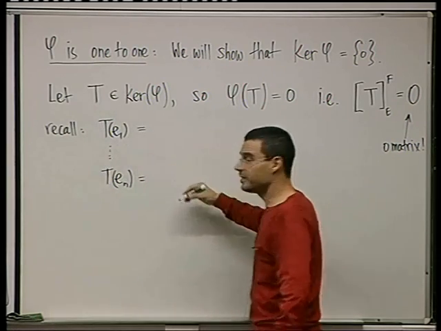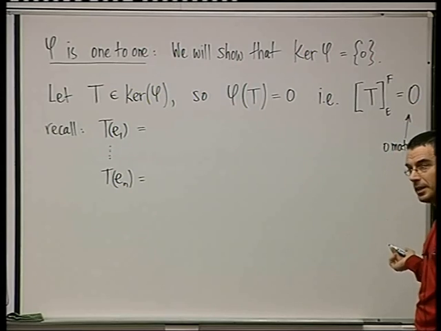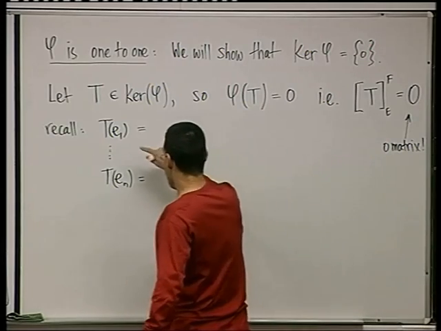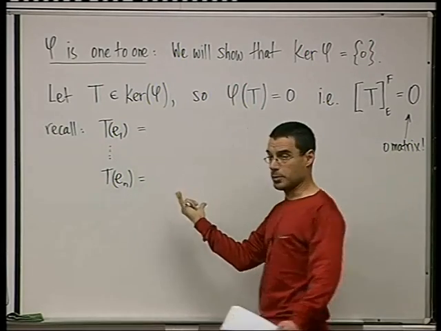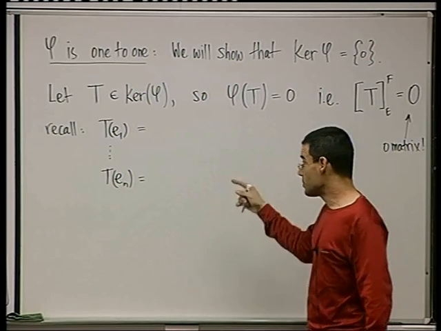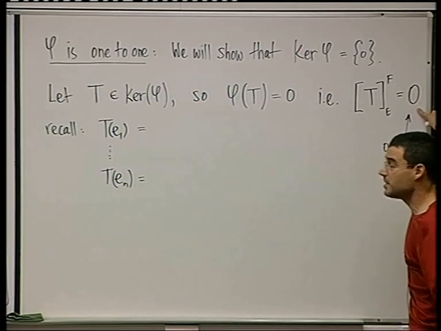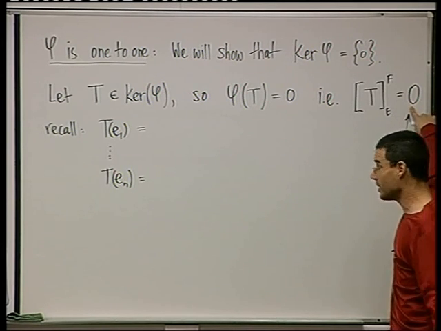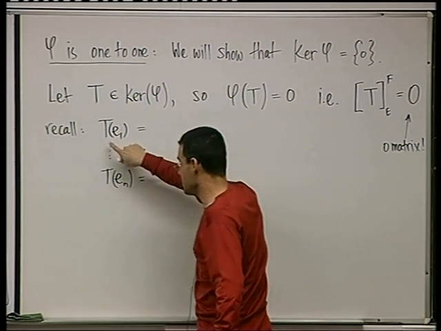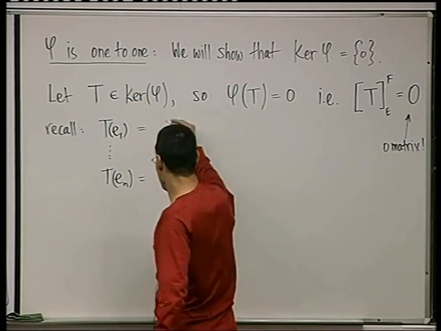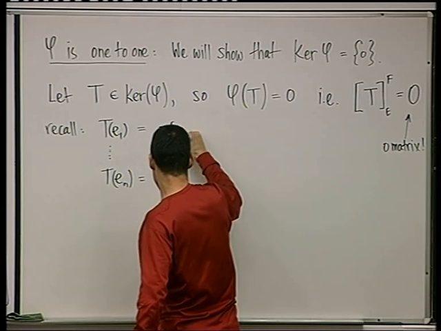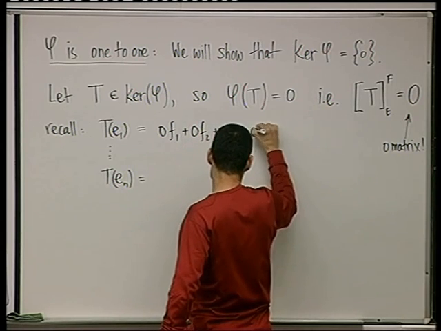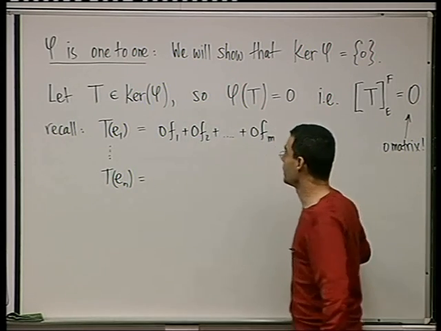And we write each one as a linear combination of the elements of F, right? And then we take transpose. Do you agree? So if the matrix turned out to be the 0 matrix, it means that the coefficients of T of E1 were all zeros: 0 F1 plus 0 F2 plus ... plus 0 Fm. Do you agree?